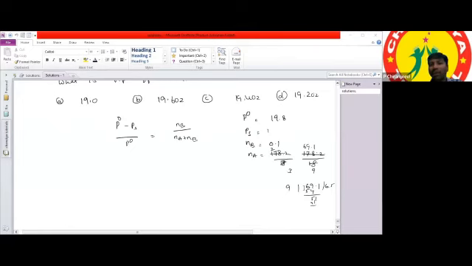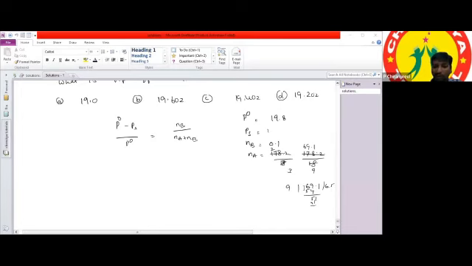Vapor pressure. So what is the main importance of the colligative properties? By using the colligative properties, if you know one colligative property, we can calculate the other colligative properties. At the same time, we can also calculate the molar mass of the solute present in a solution.